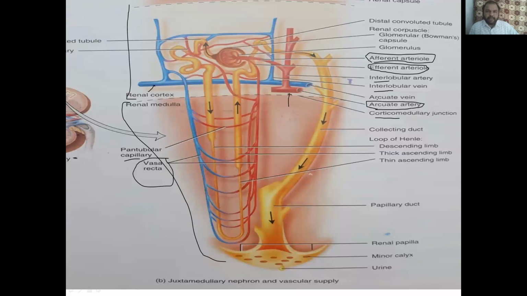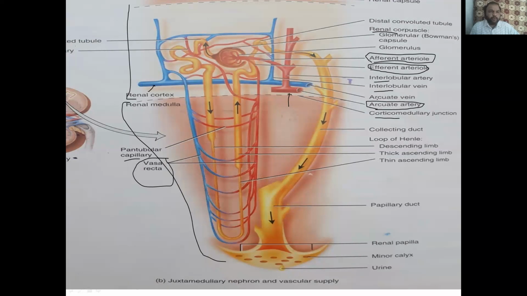So again, as I said earlier, this is the Bowman capsule or glomerular capsule. What does the glomerular capsule encompass? It has a tuft of capillary that is called the glomerulus. And this is the total. So Bowman capsule and glomerulus both together are called the renal corpuscle. Then the lumen of the renal corpuscle is in continuation with this PCT.